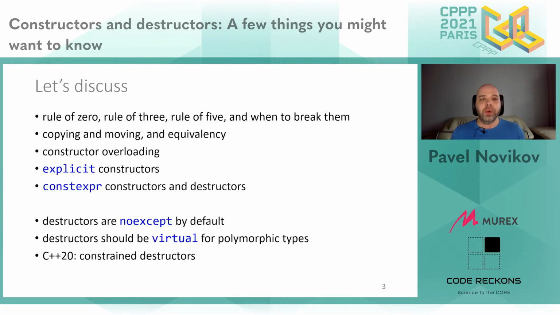So let's start. We'll discuss today the famous or infamous rule of 0, rule of 3, rule of 5, and can we break them and when can we break them? Next, we'll discuss copying and moving and equivalency, what equivalency means, or rather, what effects does it have? Constructor overloading and its pitfalls, explicit constructors, constexpr constructors and destructors, and regarding destructors, we'll discuss that they are noexcept by default since C++17, let's say. I don't remember exactly when they started to be noexcept by default. Next, destructors should be virtual for polymorphic types, and we'll conclude with a bit of glimpse into C++20 with constrained destructors.